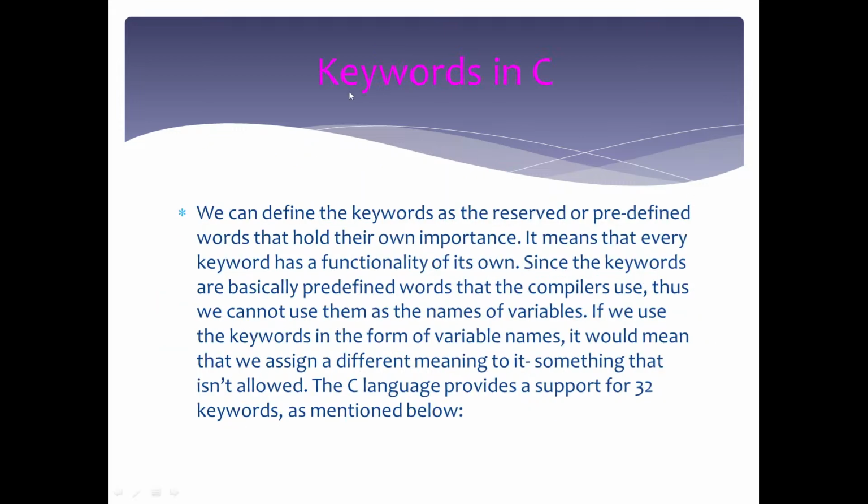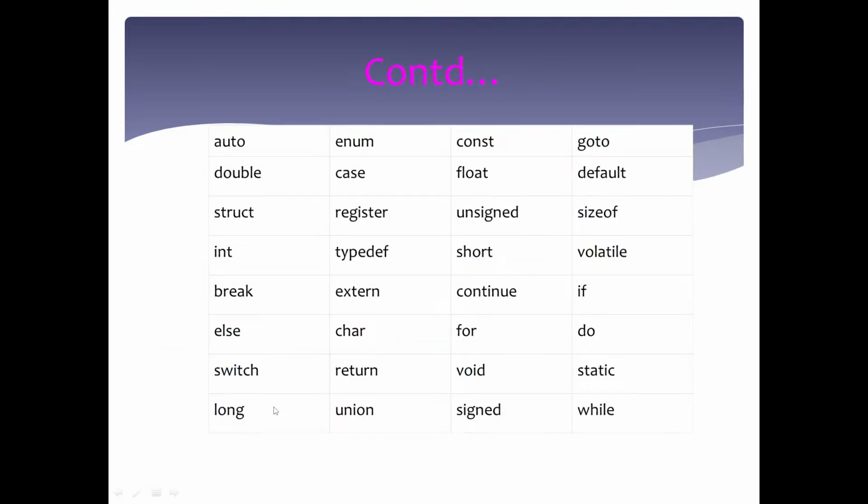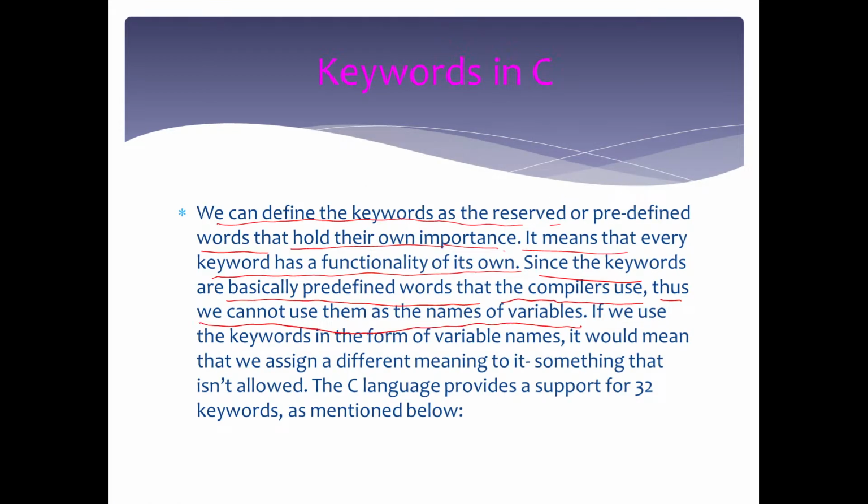Then keywords. Just now we discussed that keywords are nothing but reserved words. Okay, for the names of a variable, if we use the keywords in the form of variable names, it would mean that we assign different meanings to them, something that is not allowed. The C programming language provides 32 keywords as mentioned below. So I already told you that. C programming provides 32 keywords which we should not use as an identifier in a C program. So I'll show you the list of the 32 keywords which C provides.